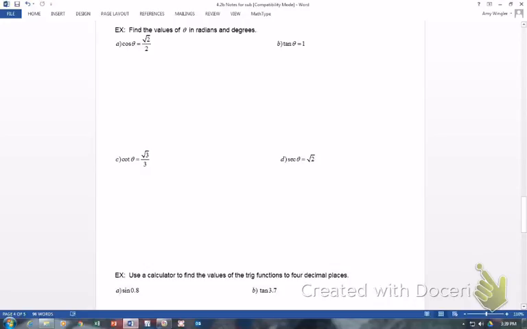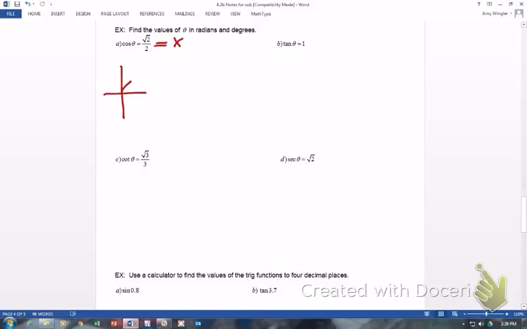Now I'm working backwards. I'm giving you the x, I'm giving you the y, or I'm giving you the y over x, and you're telling me what theta needs to be. So you've really got to look at your unit circle. You know cosine is equal to the x value. So you've got to go to your unit circle and find where the x value is equal to radical 2 over 2.